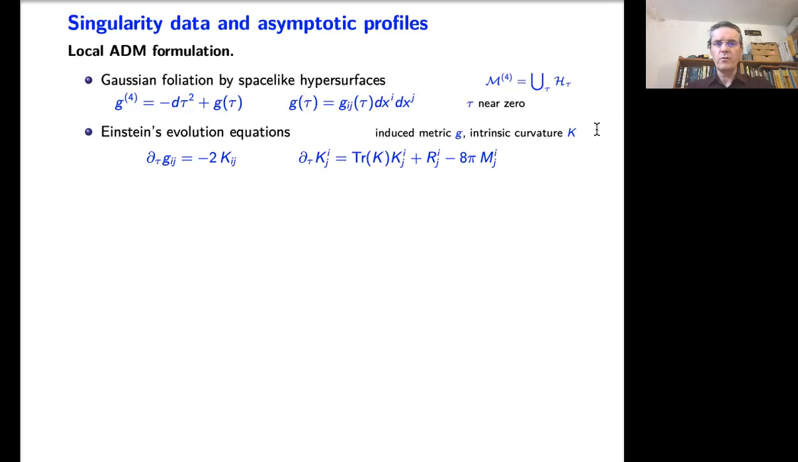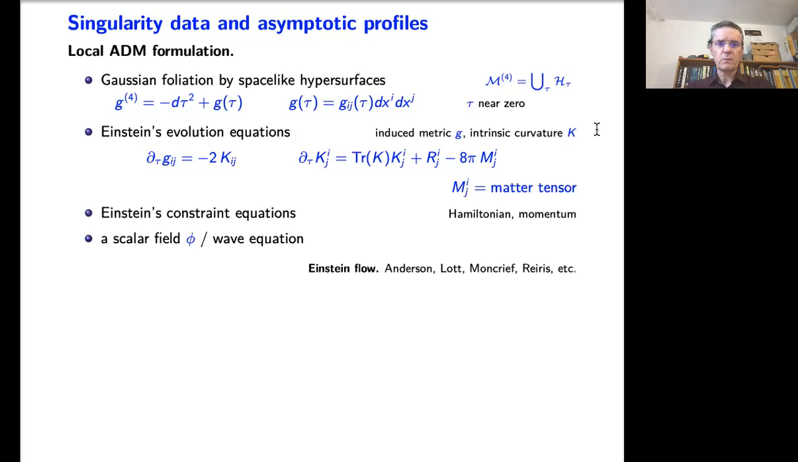And then the evolution of the extrinsic curvature is given by the formula here. There is a misprint: intrinsic should be extrinsic. The constraints, Hamiltonian and momentum, are of course essential in all the construction. I'm going to write them again in some asymptotic form soon. We also have coupling with a scalar field, whose evolution is governed by a wave equation.